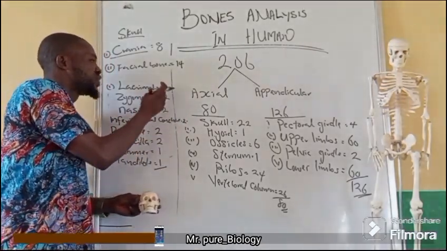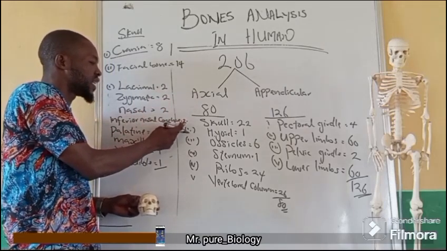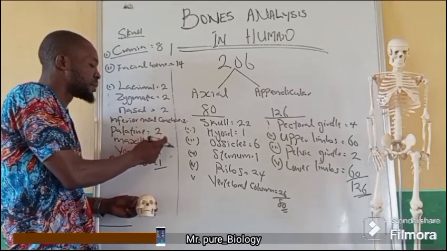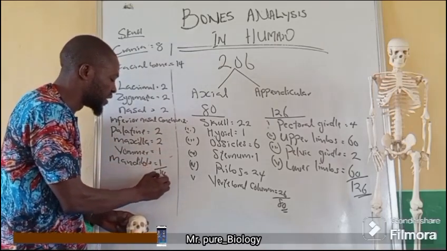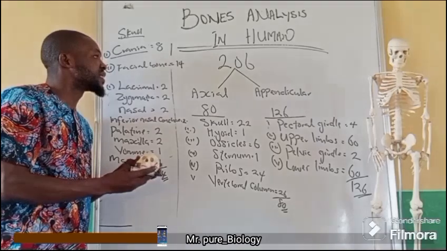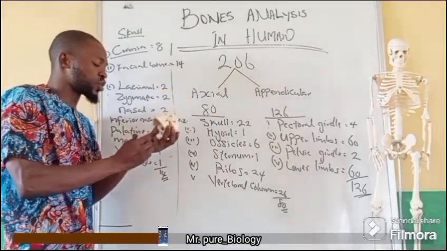So by calculation, 2 plus 2 is 4. 4 plus 2 is 6. 6 plus 2 is 8. 8 plus 2 is 10. 10 plus 2 is 12. Plus 1 and 1, that is our 14. This is the analysis of the skull. That is the 22 osseous bones we have in the skull.